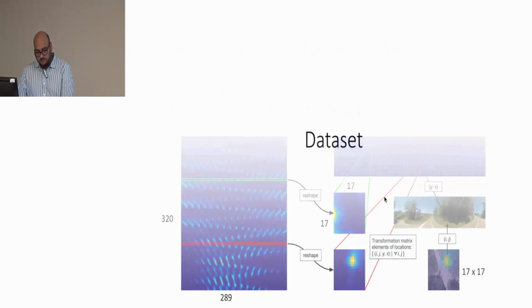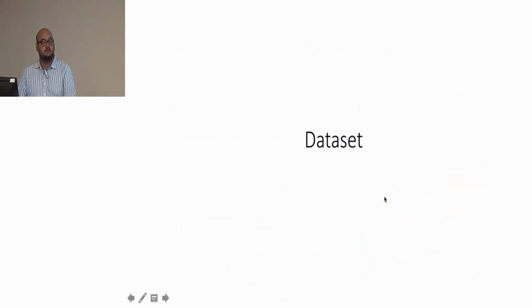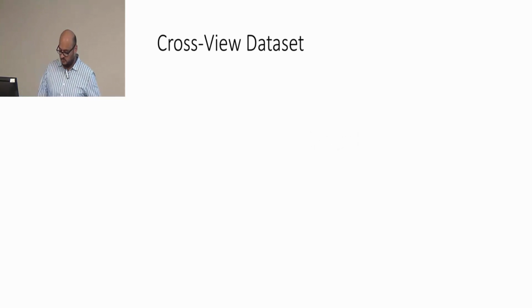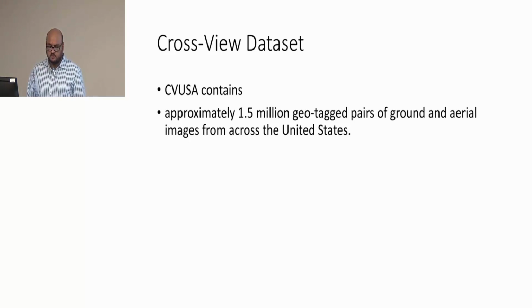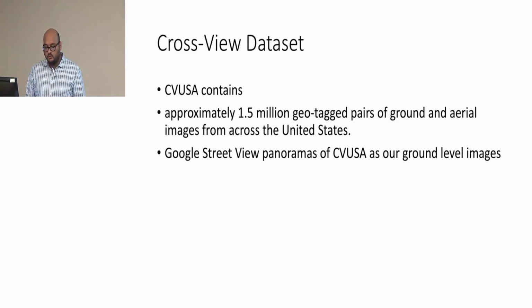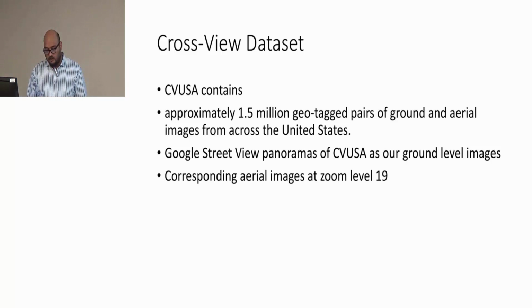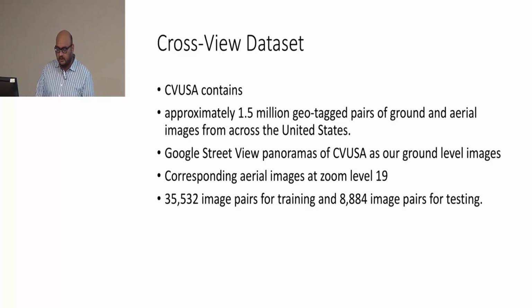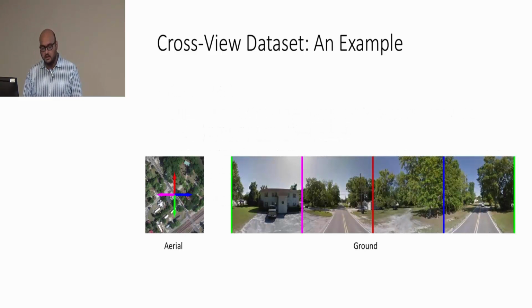So this is pretty much it about the transformation matrix, and this is how we construct it. For the dataset, they are using CV USA, which has approximately 1.5 million geotagged images, and they use the panorama images of CV USA as their ground level images. Aerial images are zoom level 19, and there are 35,532 image pairs for training and 8,884 image pairs for testing in CV USA.